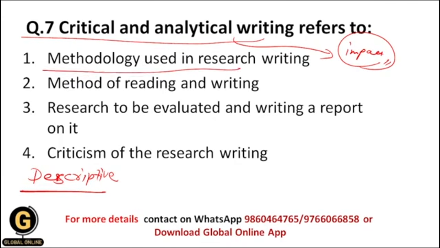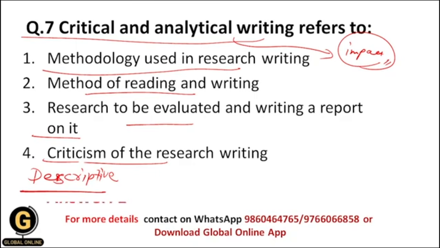Methodology used in research writing, then method of reading and writing, then research to be evaluated and writing a report on it, then criticism of the research writing. So as I have told you earlier, critical, analytical writing and descriptive writing are the formats of writing a research report, and that's why this is a methodology used in research writing, and your correct answer is 1, because these are the methodologies that we use in research writing.